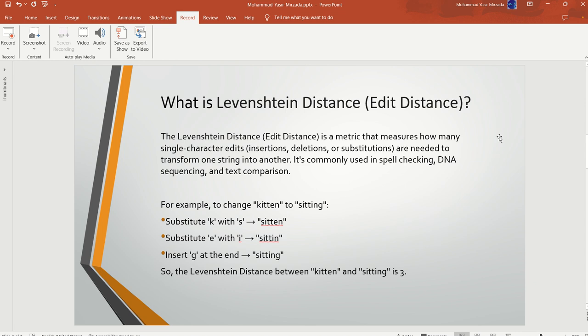Second, we have to know what the Levenshtein distance or Reed distance problem is. The Levenshtein distance or Reed distance is a metric that measures how many single character edits, insertions, deletions, or substitutions are needed to transform one string into another. It's commonly used in spell checking, DNA sequencing, and text comparison. For example, to change kitten to sitting, we have a Levenshtein distance of three, where two of them are substitution operations and the last one is an insertion.